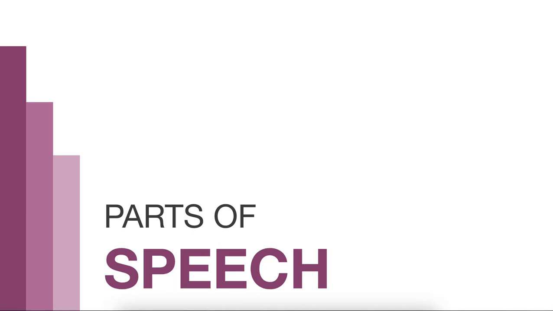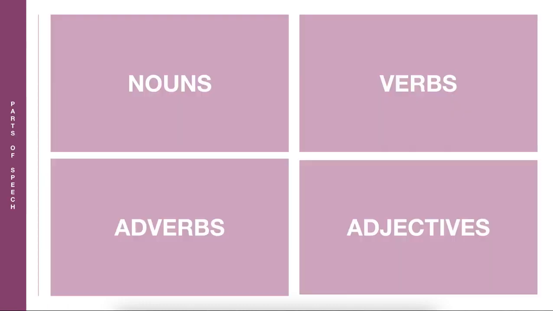Hello, everyone. Today we are going to talk about parts of speech. Parts of speech are the different types of words that we have in the English language, and there are four main categories that you need to know about today. So the first one is nouns, then we have verbs, adverbs, and adjectives.